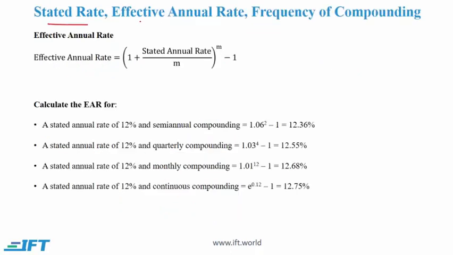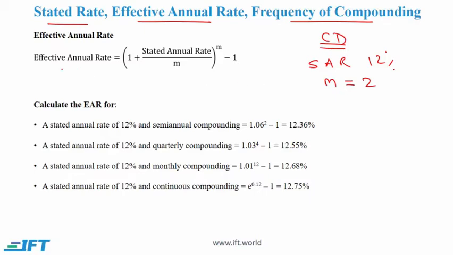Stated rate, effective annual rate, and frequency of compounding. Let's say we have a certificate of deposit where the stated annual rate is 12% and the frequency of compounding is 2. So generally in this formula, the frequency of compounding is denoted by M. This means that interest will be calculated 2 times a year. In other words, every 6 months.